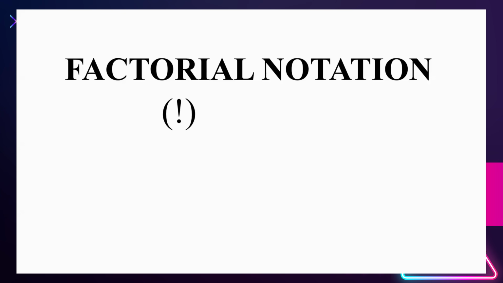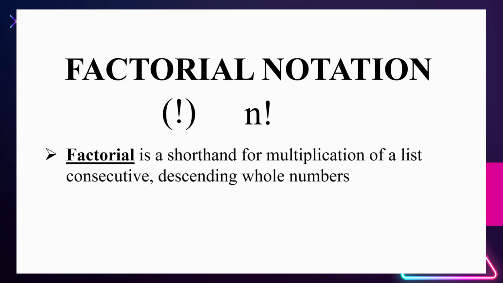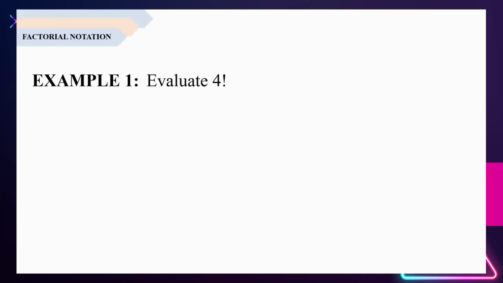This time, our lesson is about factorial notation. So the symbol for factorial notation is the exclamation point, denoted by n factorial. When we say factorial, it is a shorthand for multiplication of at least consecutive descending whole numbers, denoted by n factorial is equal to n times the quantity of n minus 1 times n minus 2 hanggang sa ma-reach ang 2 times 1. Let us have our example number 1.